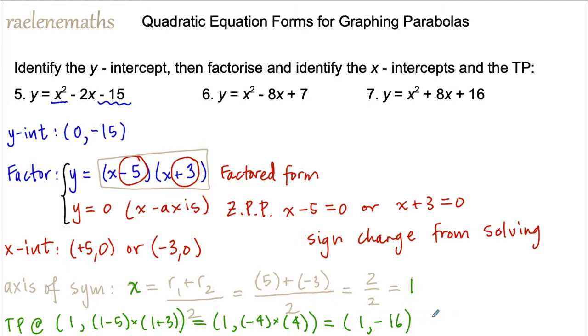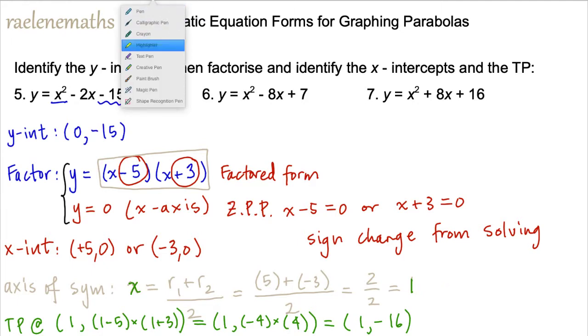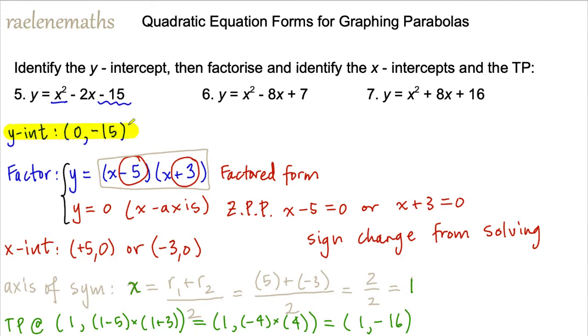So there you have it, from the standard form to the factored form, getting all the information about the parabola so that you can then graph the parabola. The y-intercept, to recap, is at 0, negative 15. The x-intercepts are at negative 3, 0 or 5, 0. The equation of the axis of symmetry is x equal to 1, and the turning point is at 1, negative 16. Let's take a look at the next two examples.